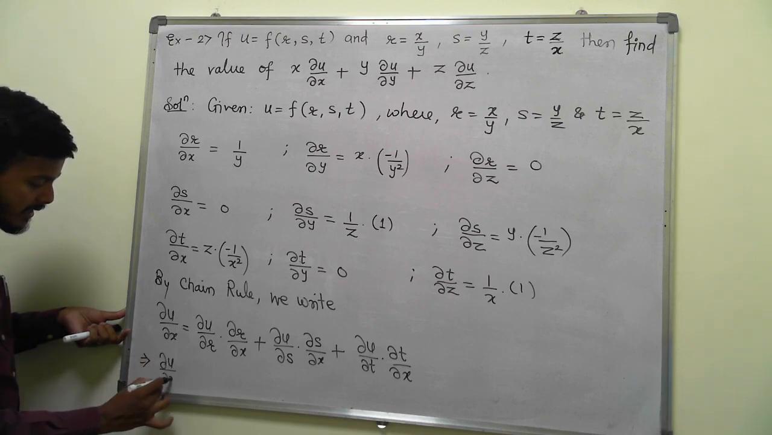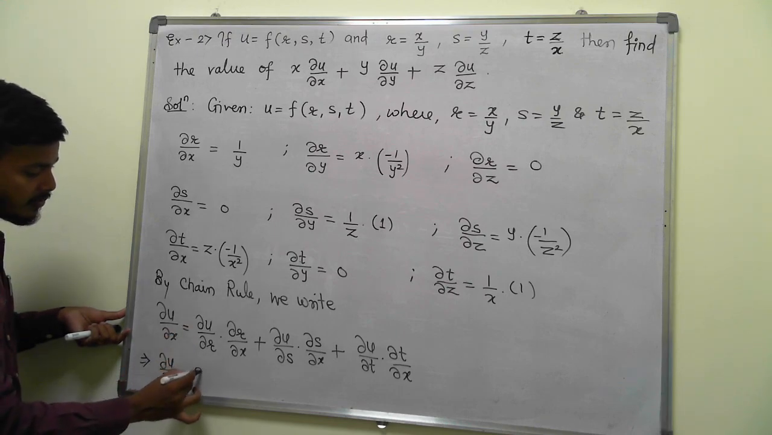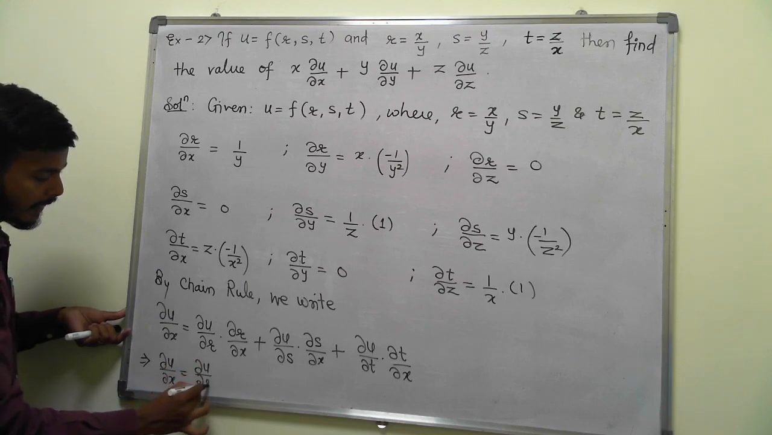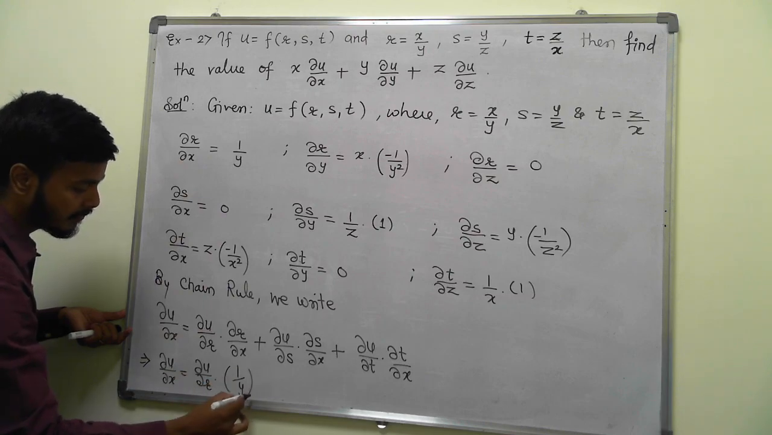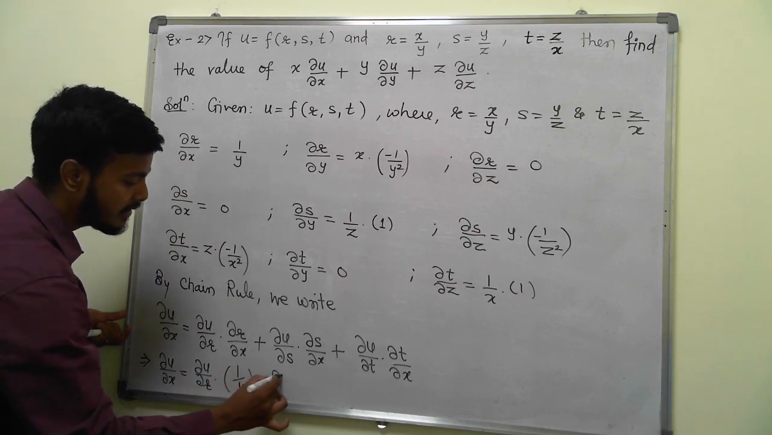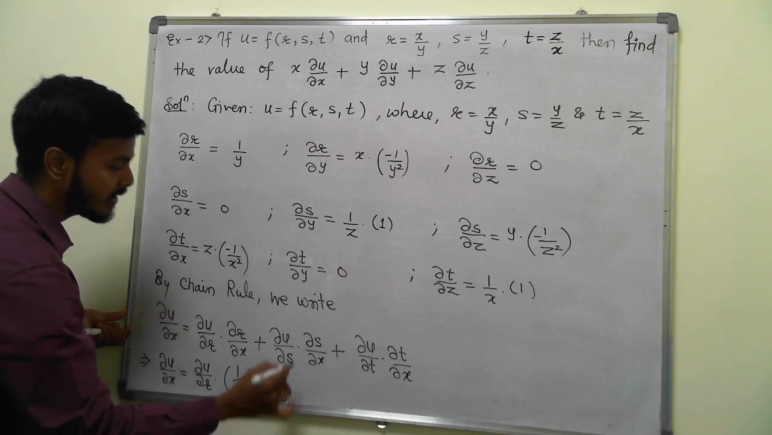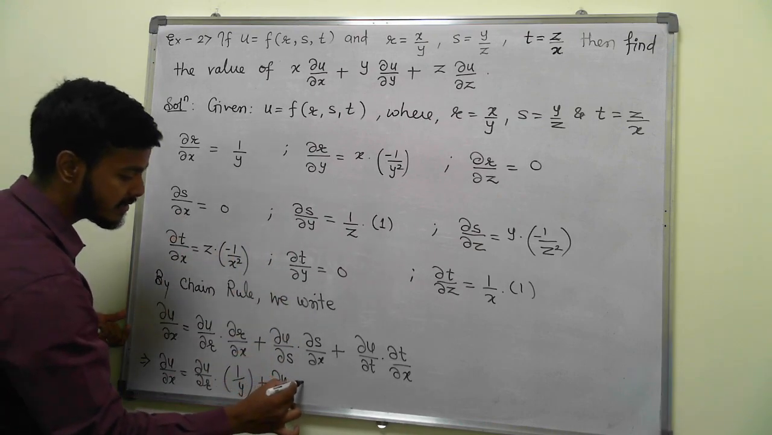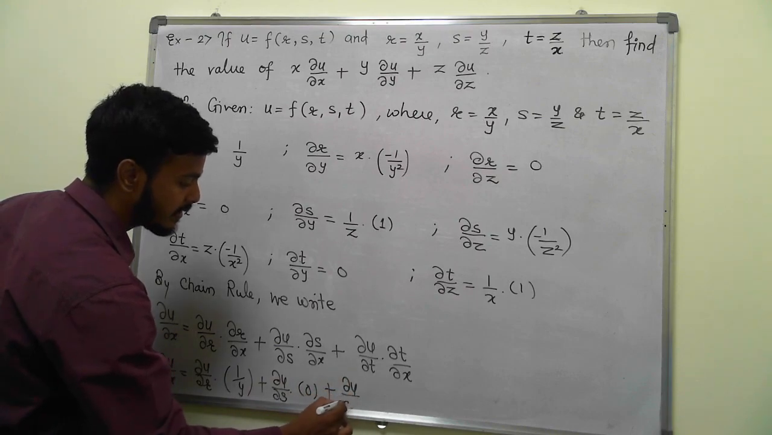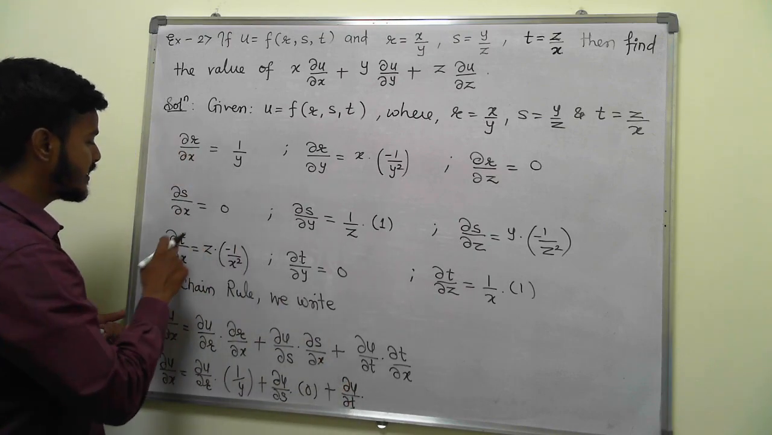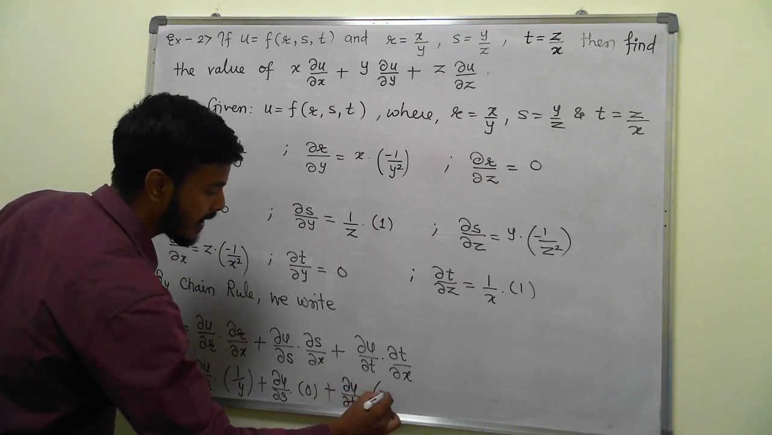Del u by del x is equal to del u by del r, del r by del x is 1 by y, plus del u by del s. What is del s by del x? That's 0. Plus del u by del t into del t by del x. This is minus z upon x square.